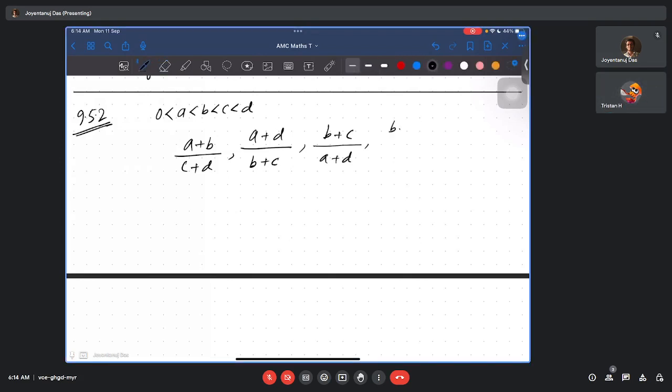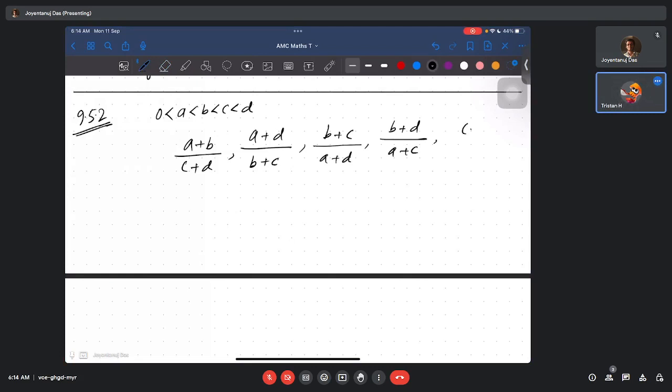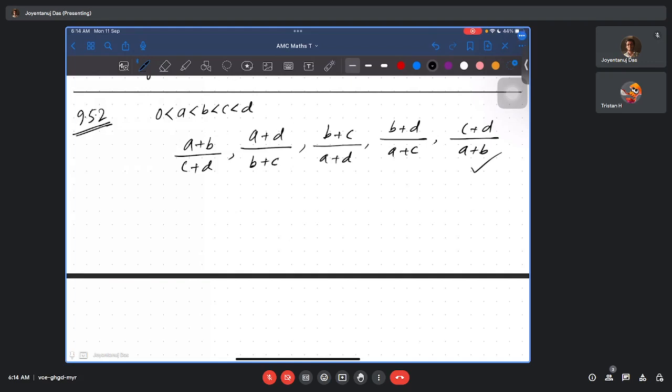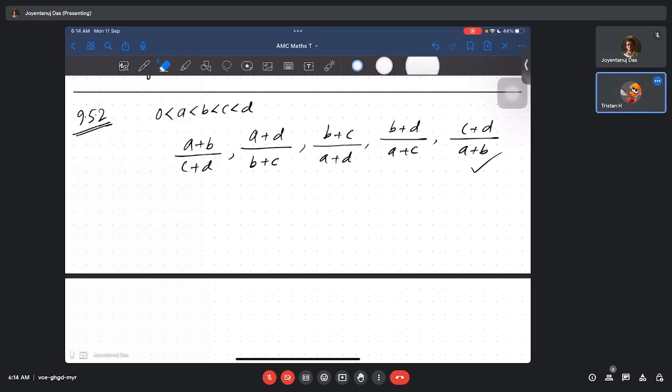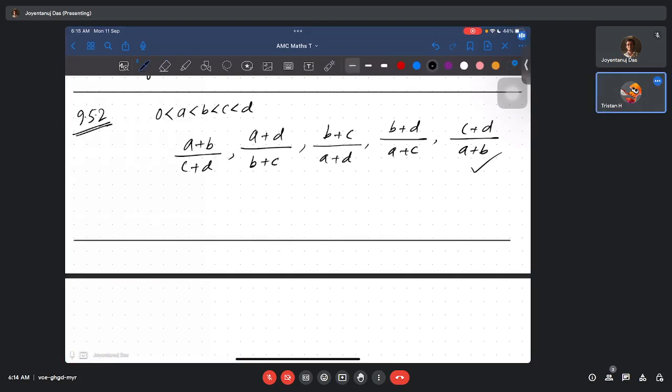Okay, why? Because C plus D would be the largest numerator that you can get, and A plus B would be the lowest that you can divide by. Right. Okay, yes, I think that is fine. So C plus D divided by A plus B, right? Yes. Okay. So next one is find the maximum and minimum values.